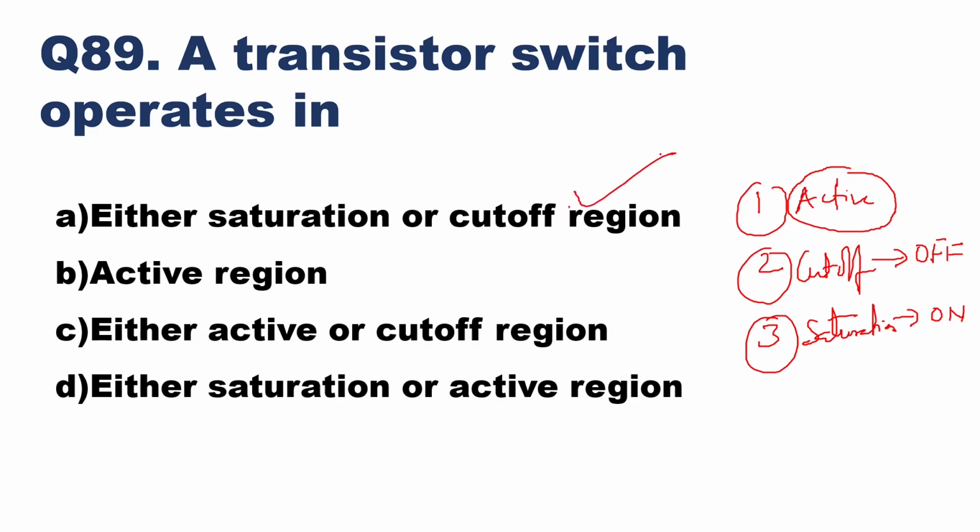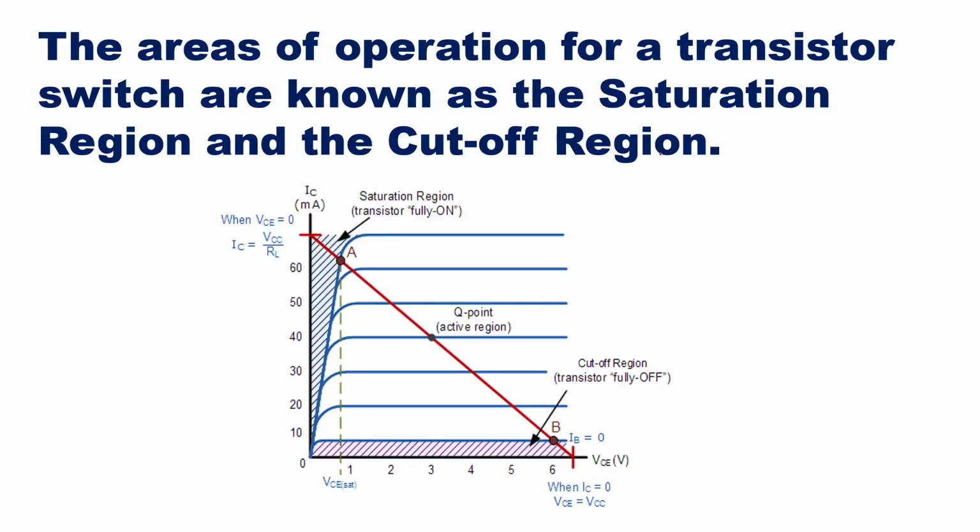So option A will be the right answer here. Here you can see the areas of operation for a transistor switch are known as the saturation region and the cutoff region. Now here you can see this graph for output characteristics of a transistor in common emitter configuration. We have taken the x-axis as VCE and the y-axis as IC. We have drawn a load line and we have drawn these output characteristics.